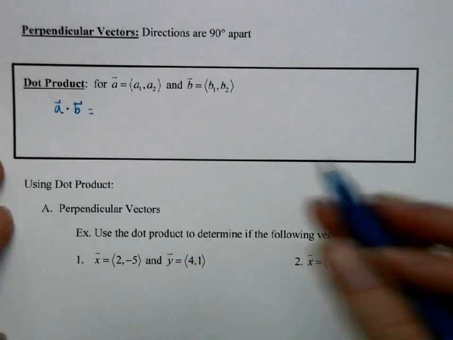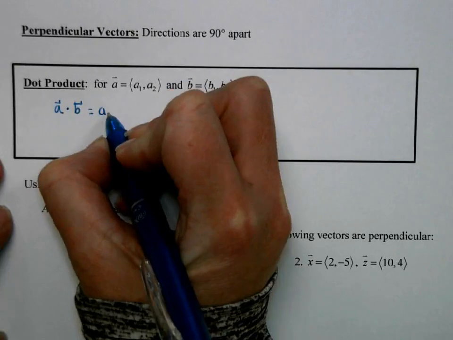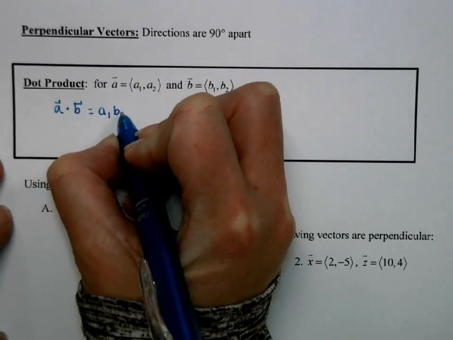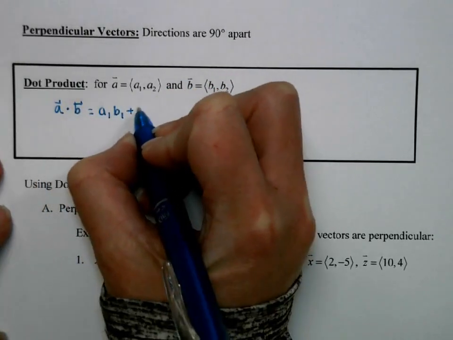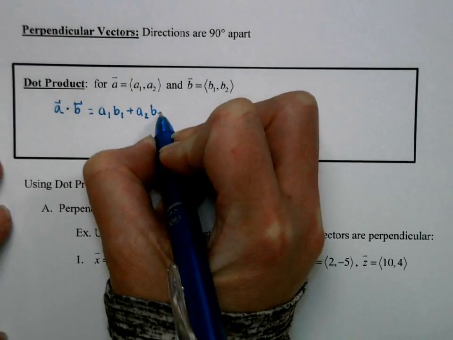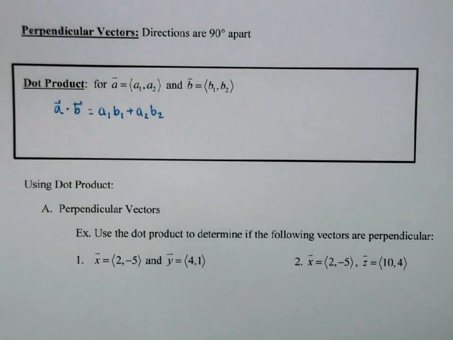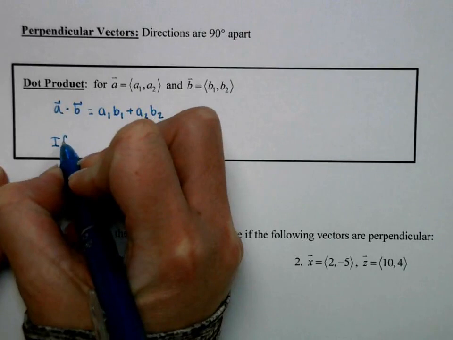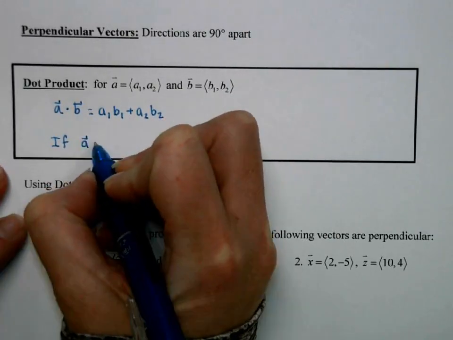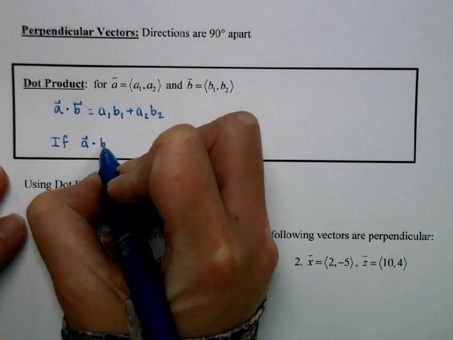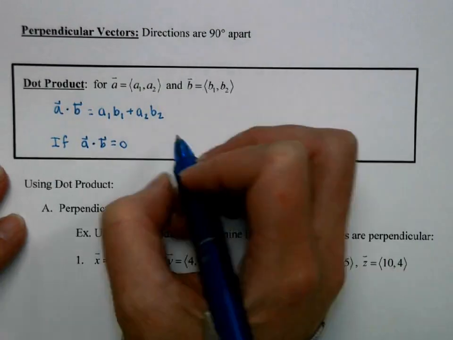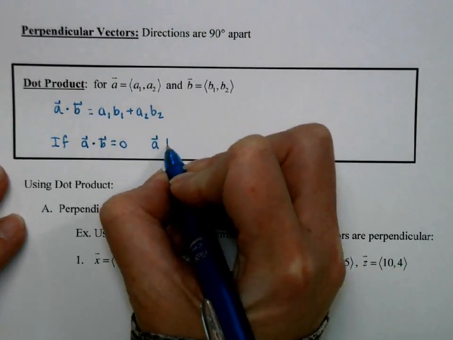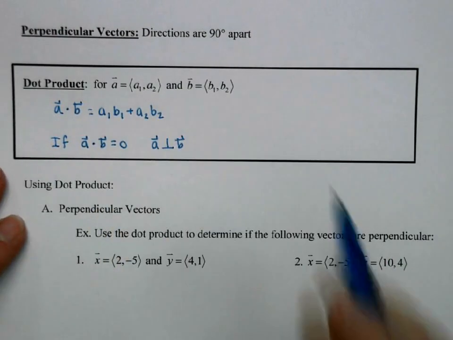Pretty simple calculation. It's just going to be A1 times B1 plus A2 B2. Now you'll end up with a scalar answer. You're going to end up with just a number. For our purposes, we are going to use it because if A dotted with B results in 0, then that means A and B are perpendicular.